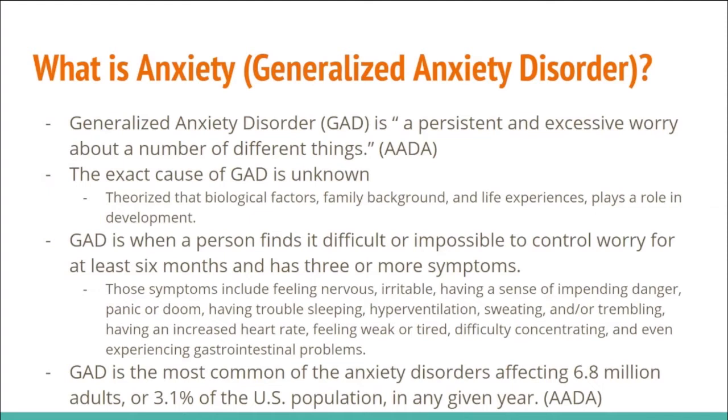GAD is when a person finds it difficult or impossible to control worry for at least 6 months and has 3 or more symptoms. These symptoms include the following: feeling nervous, irritable, or on edge, having a sense of impending danger, panic or doom, having trouble sleeping, hyperventilation, sweating and/or trembling, having an increased heart rate, feeling weak or tired, difficulty concentrating, and even experiencing gastrointestinal problems.